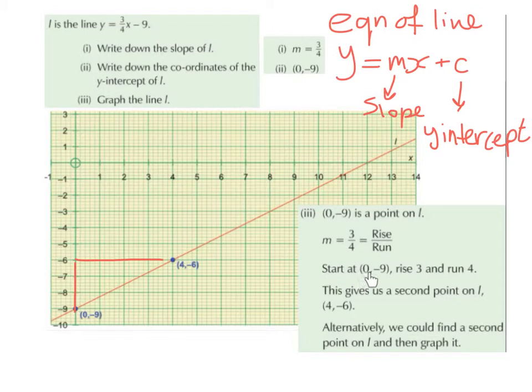So starting at 0, minus 9, we rise 3 and run 4. This gives us a second point on L, 4, minus 6. So then all we have to do is get a ruler, join them together, and extend the line as far as we can. Alternatively, we could find a second point on L using substitution and then graph it.